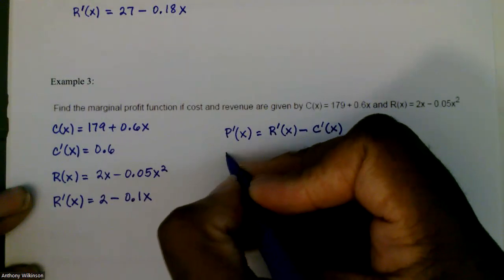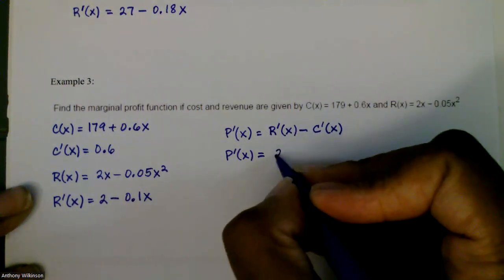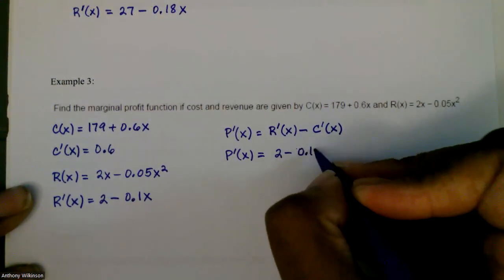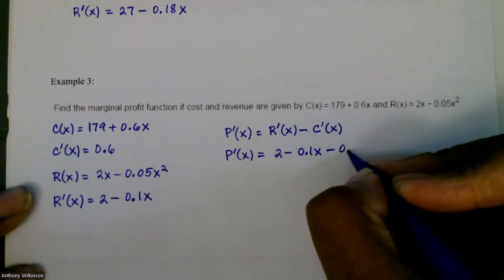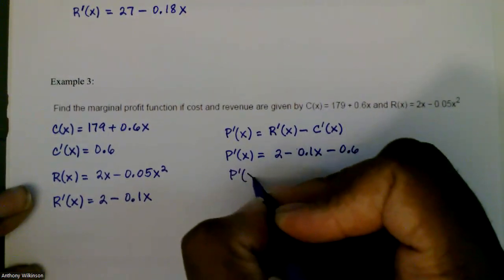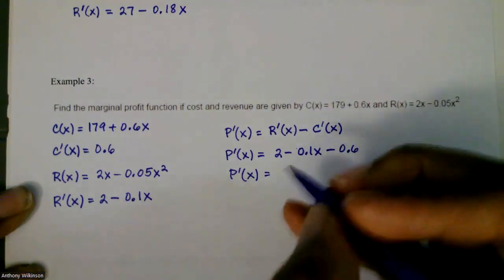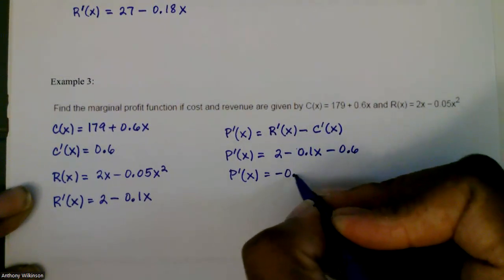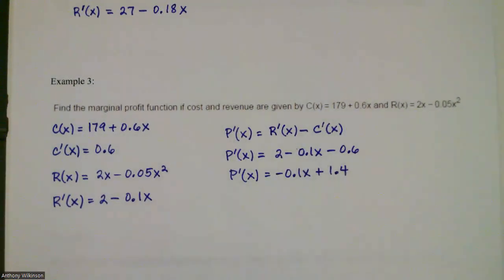So now we just substitute P prime of x will be equal to this. R prime of x was 2 minus 0.1x, minus C prime of x, that's the 0.6. So now if I do 2 minus 0.6, that will be 1.4. But here I'm going to put the negative 0.1x in front, and then plus 1.4. So this represents the marginal profit function. P prime of x is equal to negative 0.1x plus 1.4.